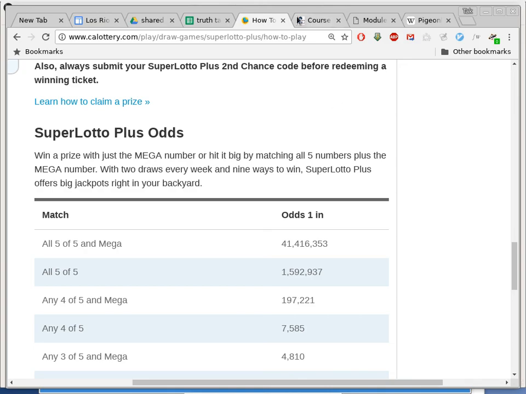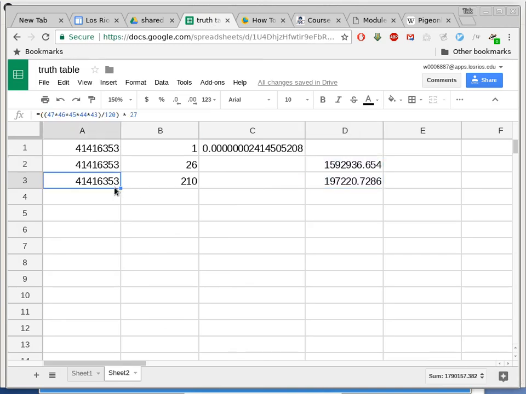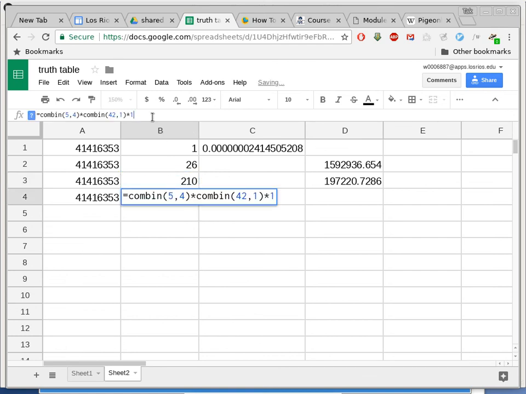Okay, so the next one down is going to be the same number, but this one's going to change. So we'll copy and paste, but the only thing we're going to change is the 1, because we still have 4 out of 5 lucky numbers and 1 out of 42 unlucky numbers, or not so lucky numbers. But this time we are looking for a number that does not match the mega number. There are 27 to choose from, and you have to pick one of the non-mega numbers. So there are 26 of those.